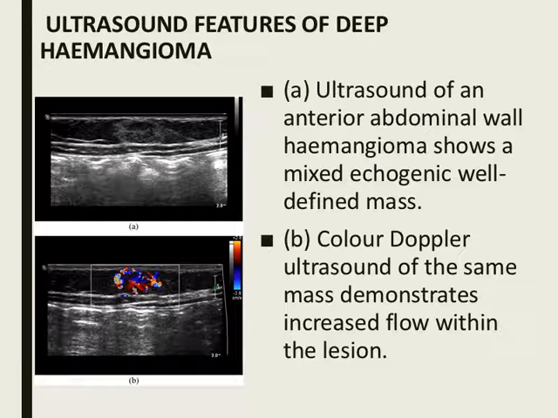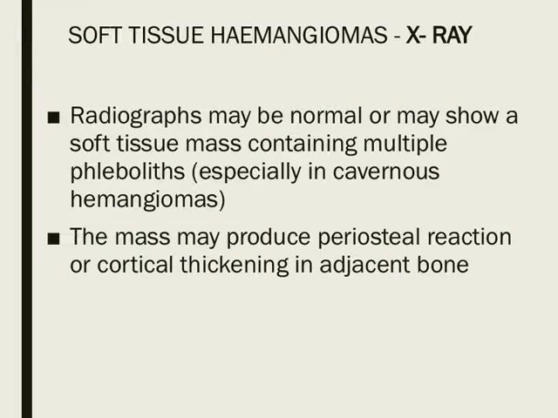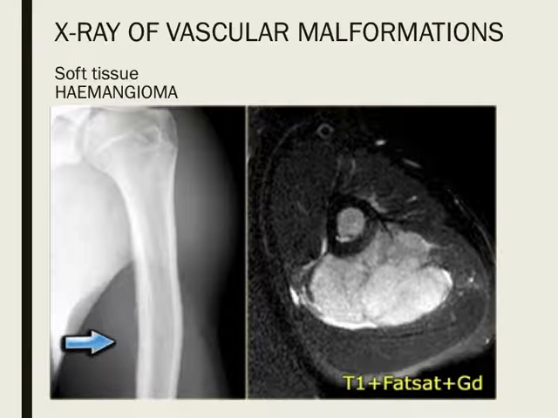So this is another one that was in the subcutaneous layer. It looked heterogeneous but mostly hyperechogenic, and it showed intense increased flow with Doppler interrogation. Another thing that can help you, when you do x-rays, is the presence of phleboliths. And because they are mass-like, they also cause periosteal reaction and cortical thickening. If you look at this x-ray, there's a soft tissue mass, which is not really showing over here, but what you're seeing is a non-specific periosteal reaction over there.